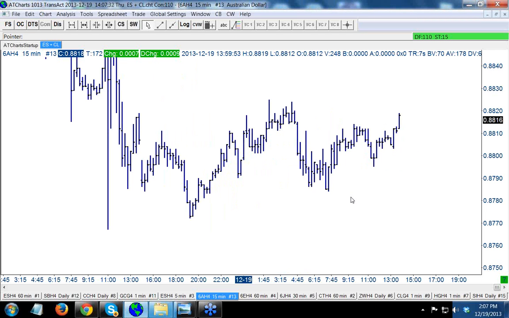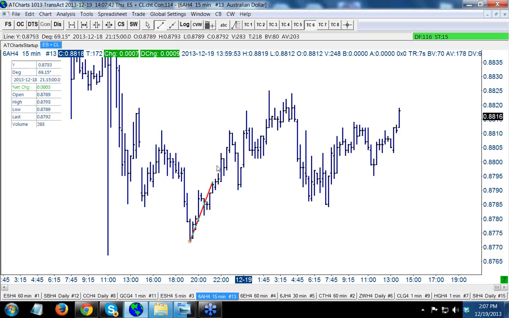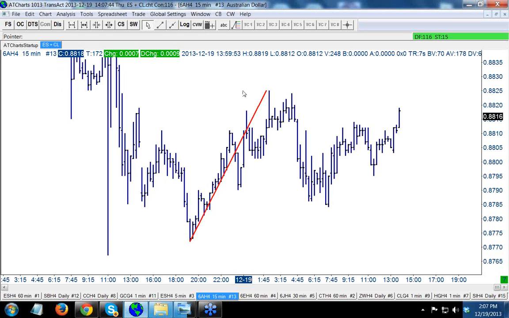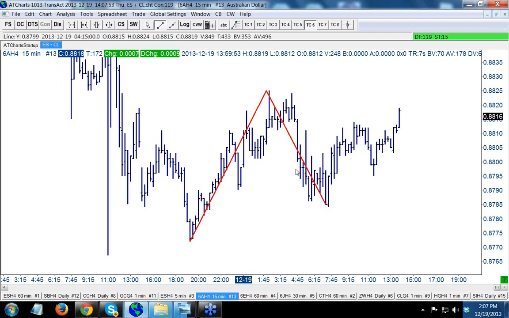So you got in at 9:45 our time. Okay. So let's take a look at the move from here up to there, and then the move from here down to here, and then the move from here up to where you want to short it.